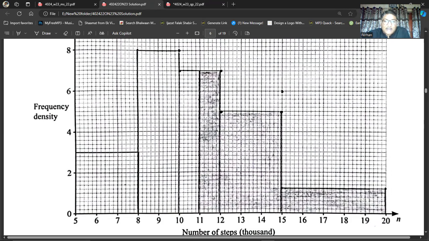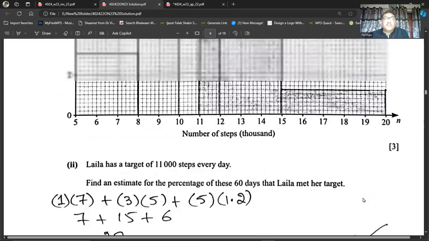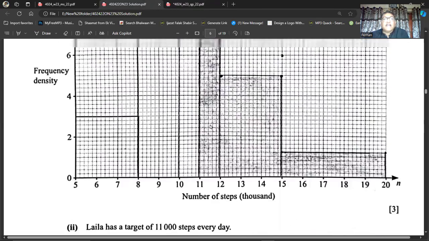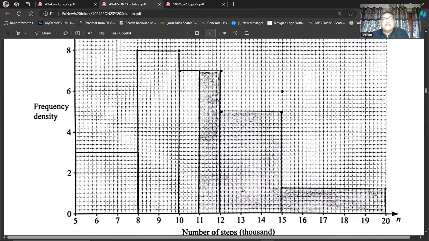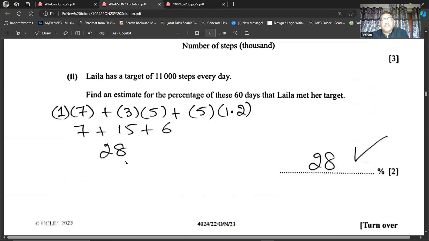So how do you find the number of days? You find the area of this rectangle, the area of this histogram bar, and you add them up, and that is how it is done. So this is basically 1 multiply 7, this is 3 multiply 5, and this is 5 multiply 1.2. So this is how you do it from the graph, then you come here. So 1 multiply 7 plus 3 multiply 5 plus 5 multiply 1.2.